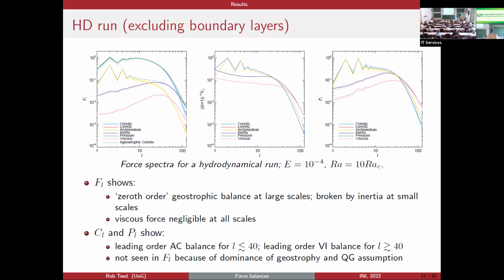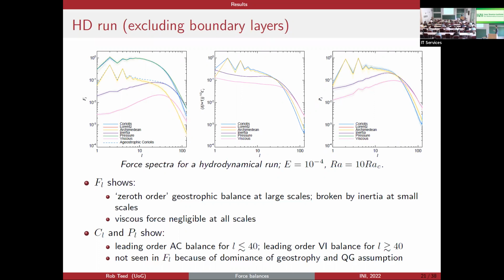But when we remove the gradient parts, when we look at CL or PL, what we find is we have a leading order balance between Coriolis and buoyancy. This is like a thermal wind balance, I guess, at large scales. Then there's a crossing later on, and you end up with an inertia-viscous balance. So the viscous force comes into the balance here. This is important because we need some dissipation. The viscous force has got to come into the balance somewhere, and that's completely lost in this representation.